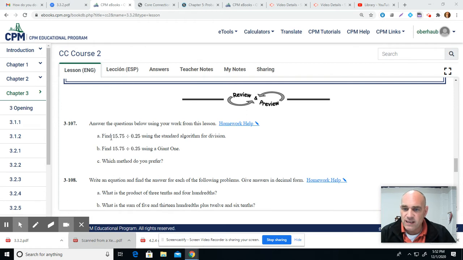So 107A says this: find 15.75 divided by 0.25. Use standard algorithm. Using standard algorithm is just a fancy word for saying do the math. So here's what we're going to do.